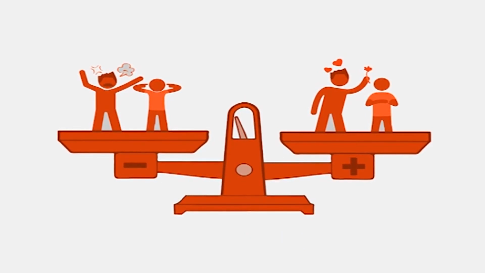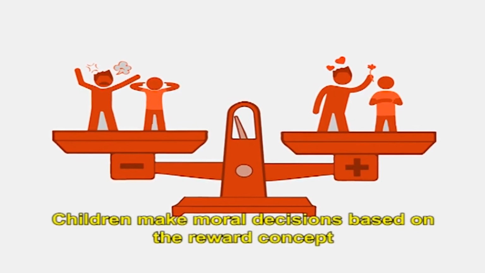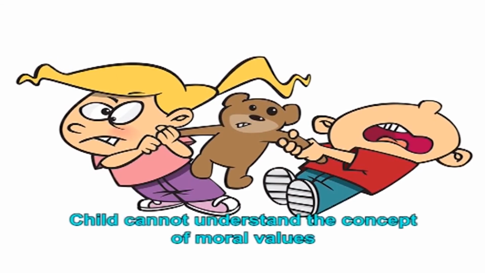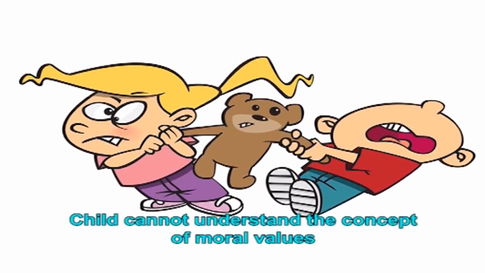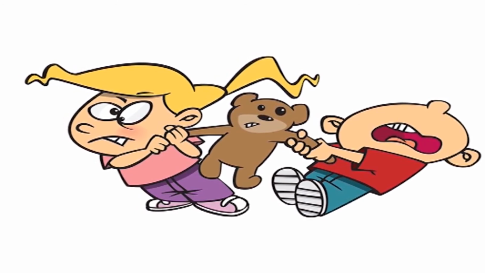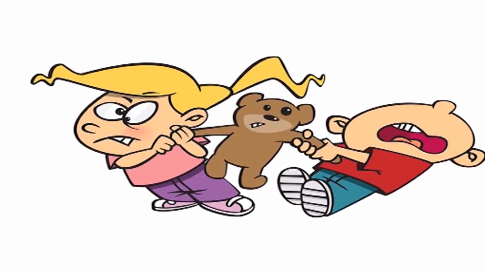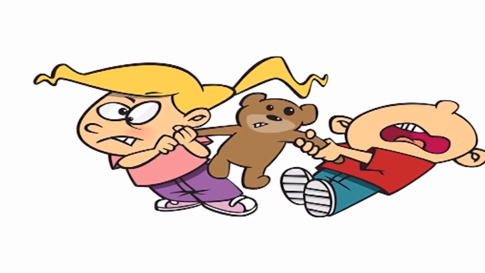In the second stage, children make moral decisions based on the reward concept. At this level, the child cannot understand the concept of moral values. Moral reasoning is controlled by external rewards and punishments. Accordingly, the various stages and the moral concept attached to them are as follows.